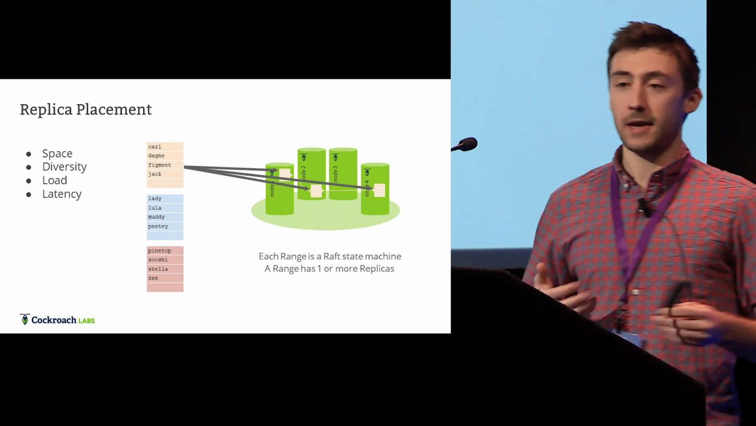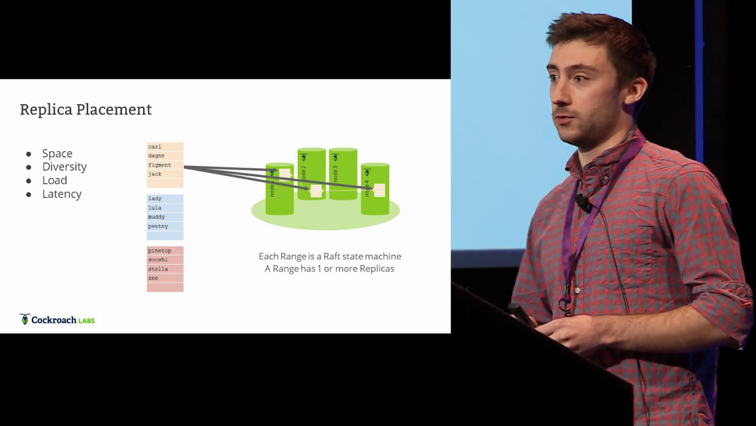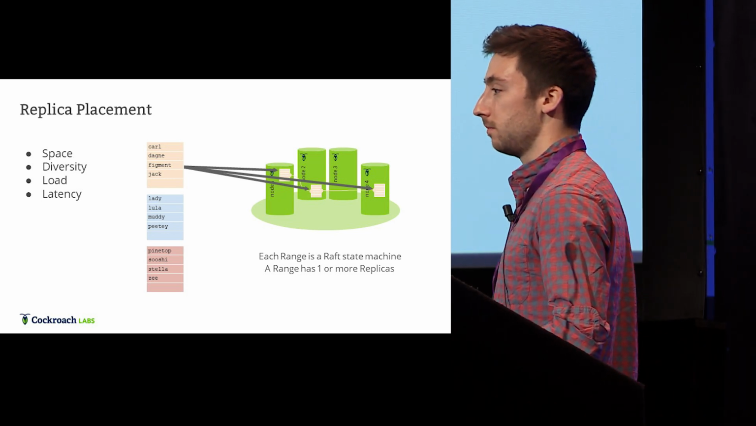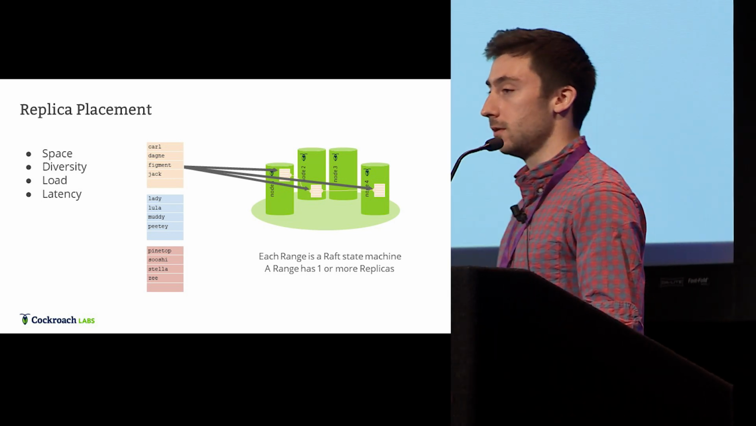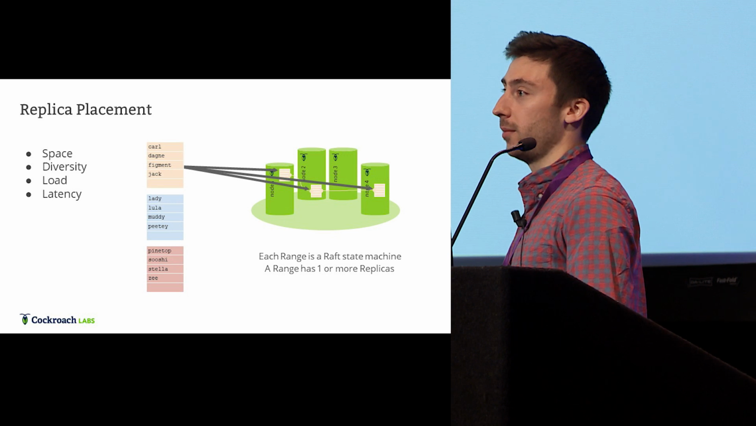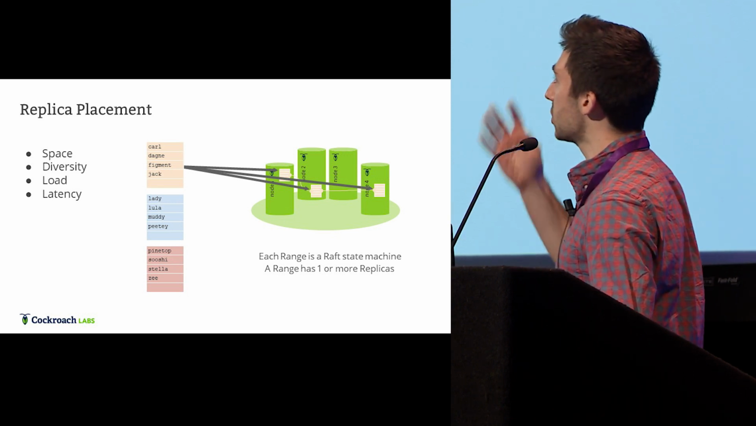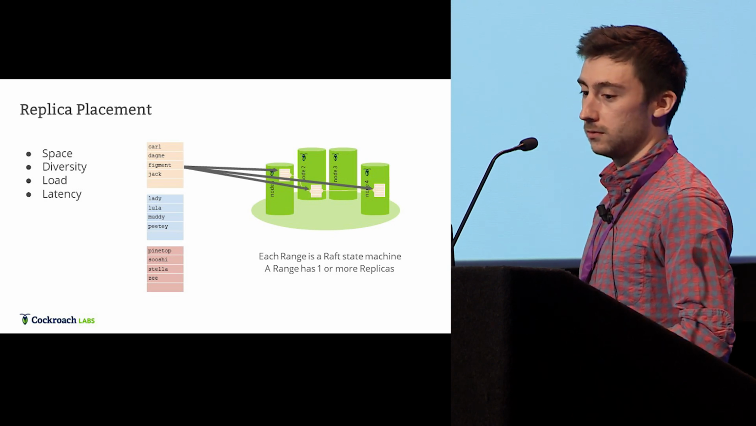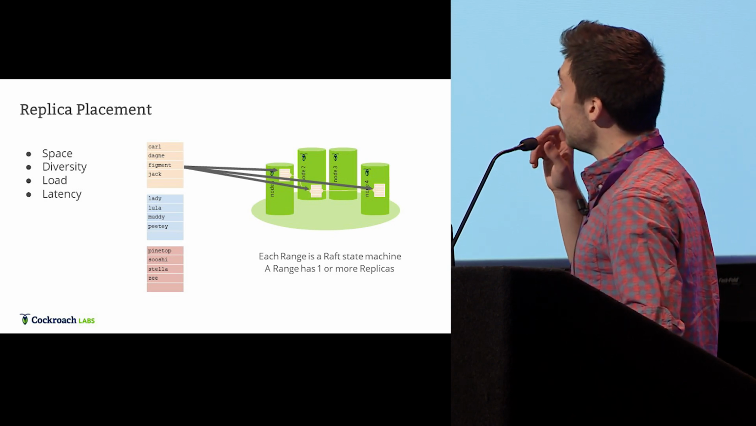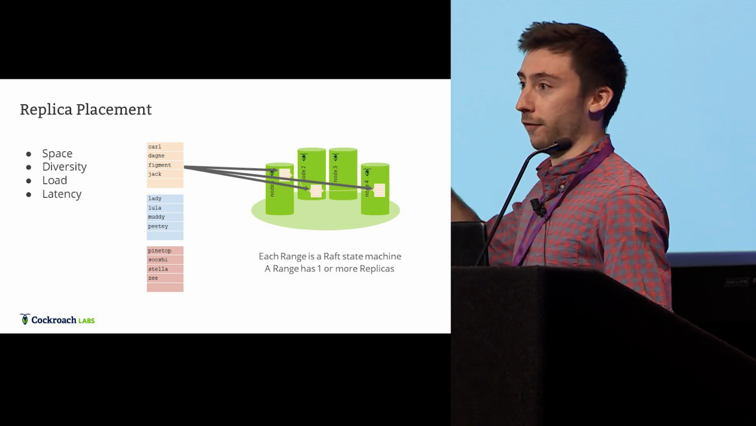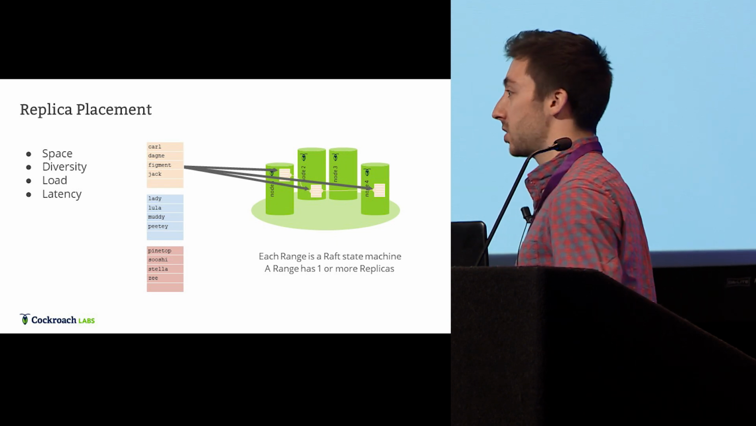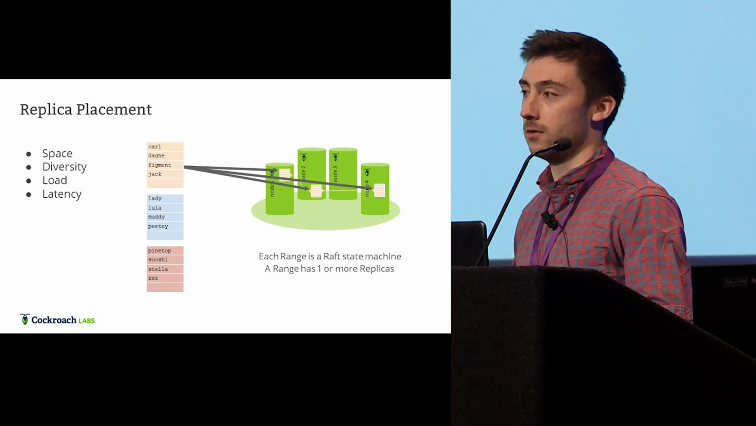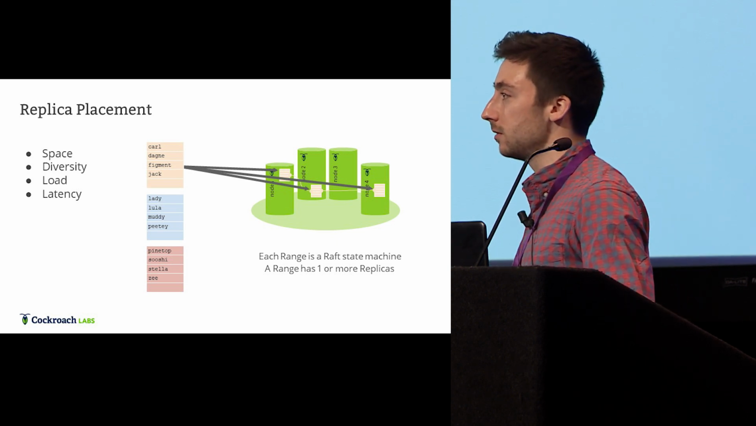So I said that data in CockroachDB is stored in ranges, and these ranges are replicated, and they can be stored across any nodes in the cluster. So where do we put the replicas? Well, this is the replica placement problem. And there are 4 signals that CockroachDB uses to determine where to place replicas. In the interest of time, I'm going to skip over the first heuristic here, because it can be summed up as we try to balance space utilization across the cluster. We don't want any one node running out of space.